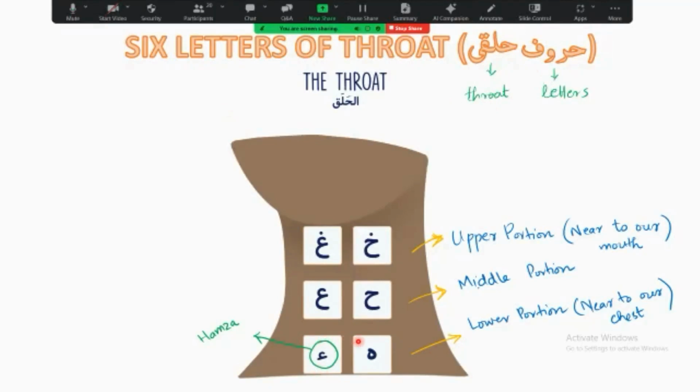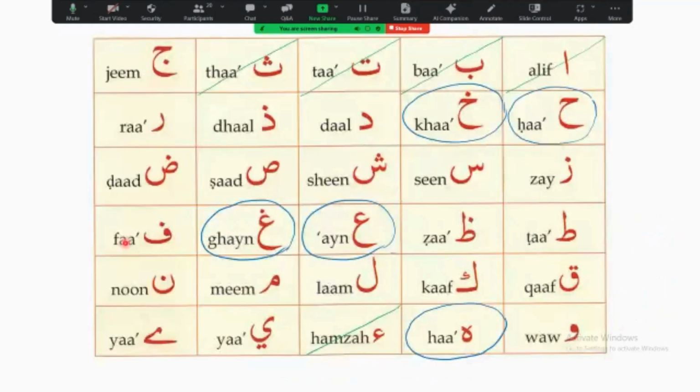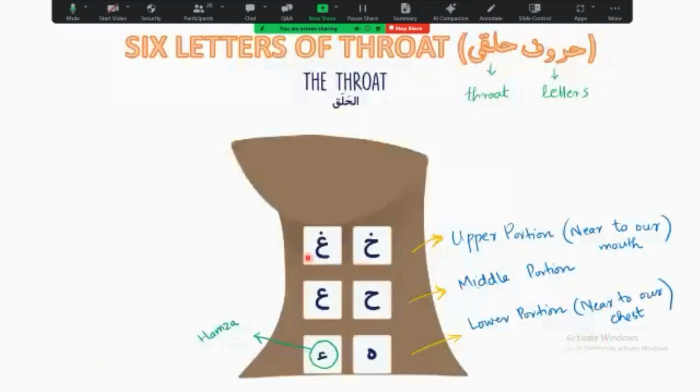So we have 5 of these remaining, and that is why I have picked these 5 letters for today, so that you get to know these 6 letters, because these are also very important. When you learn the rules of Tajweed, inshallah, later on you will see that these letters are very important as well. So I have picked these 5 letters, and you have already heard these names. I have said them out loud as well.